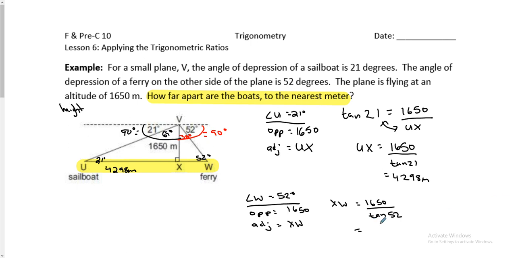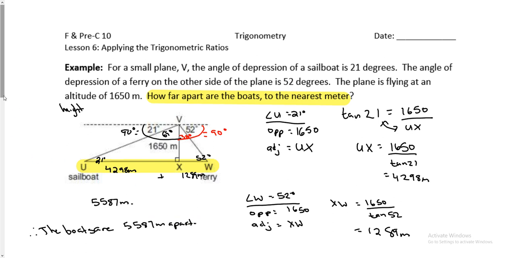Plug that into your calculator, you get 1,289 meters. And that goes here. And we add these guys together. Oops, 98, not 89. Which gives us 5,587 meters. So we say the boats are 5,587 meters apart.